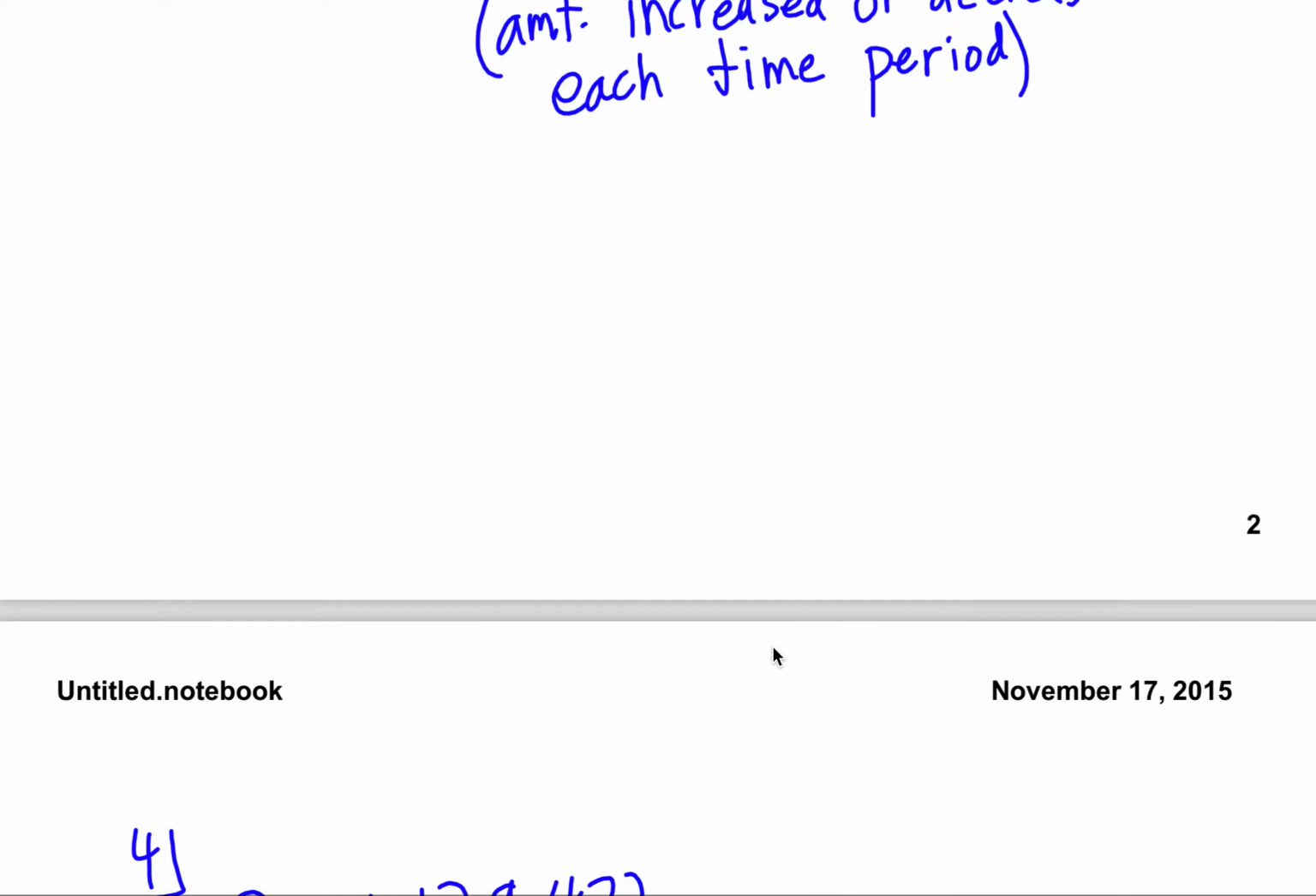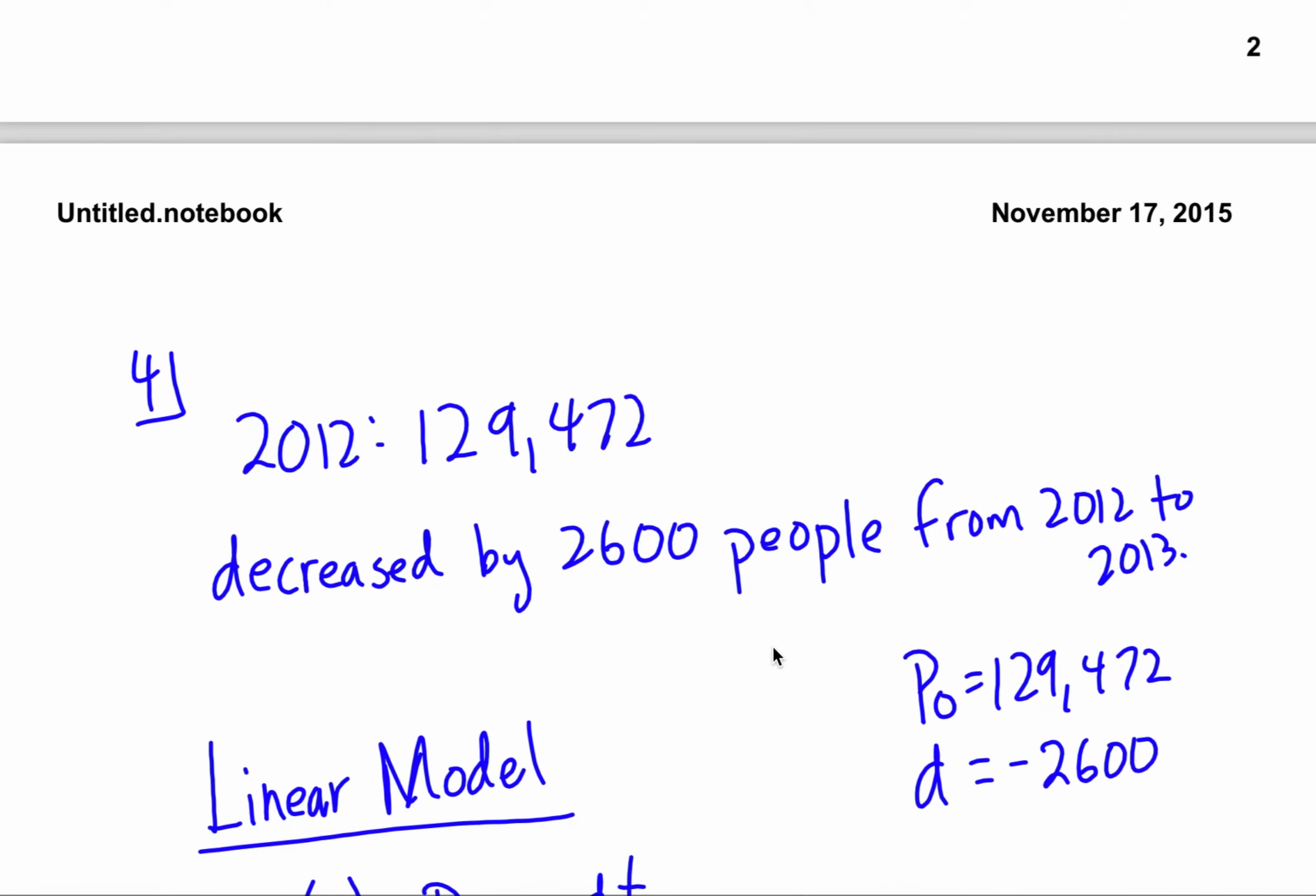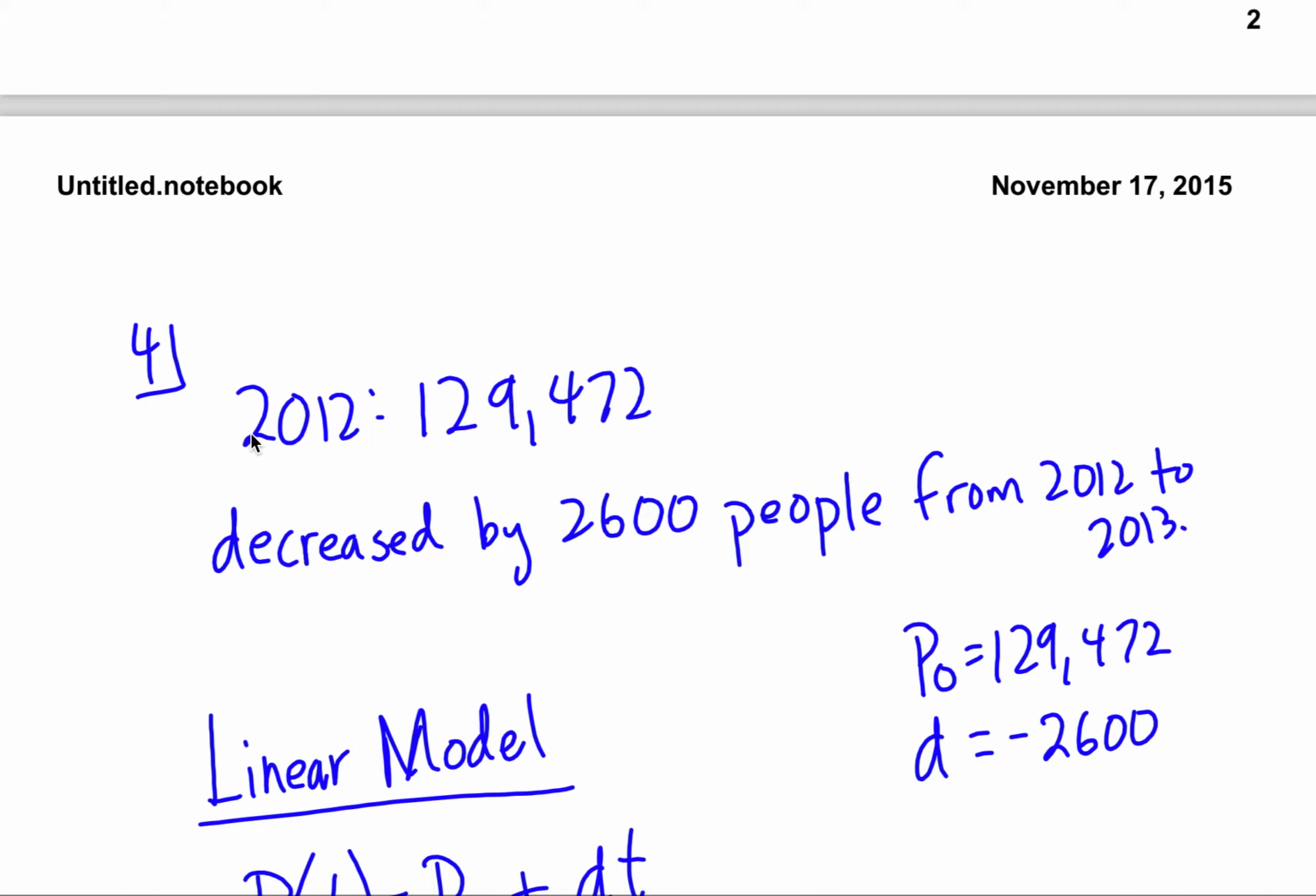So let's look at an example. This is actually a problem that's in the textbook we're using, and it's talking about how many people are living in a certain town. In 2012, there were 129,472 people living in that town. If we call time 2012 time 0, then we can actually just say this is our initial population. Granted, this town probably had people living before that, but this is what time we want to call that we're starting to count from. And it's decreasing by 2,600 people from 2012 to 2013. That just tells us that for each year, this is the difference in number of people.